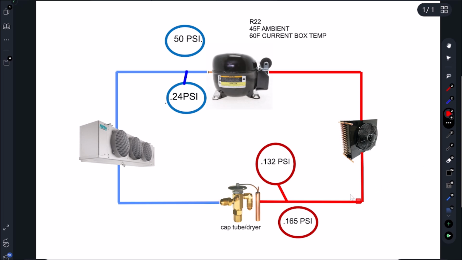Okay, so let me just go over that liquid line solenoid. That part's a little bit confusing. So let's just put a liquid line solenoid in here.